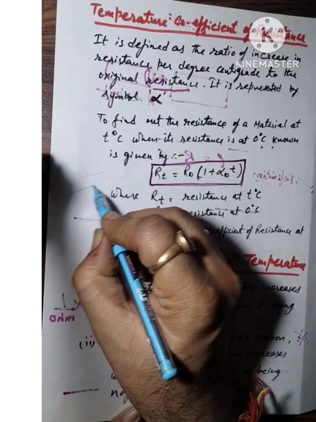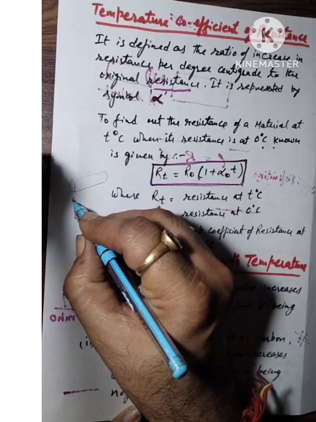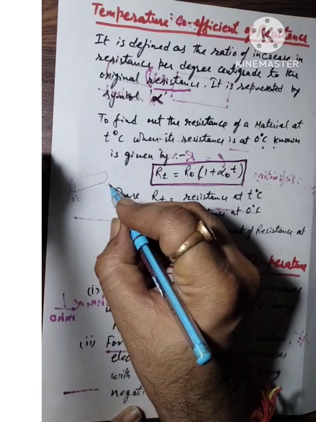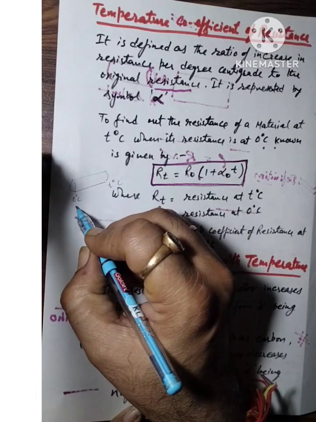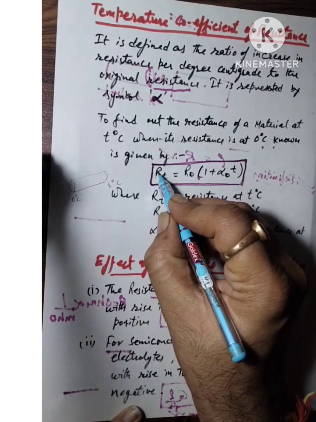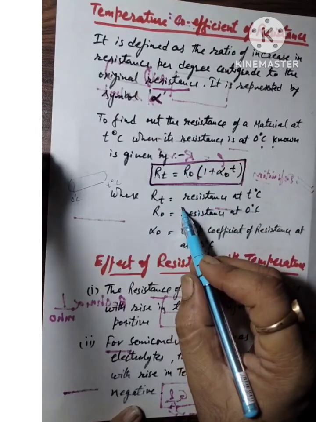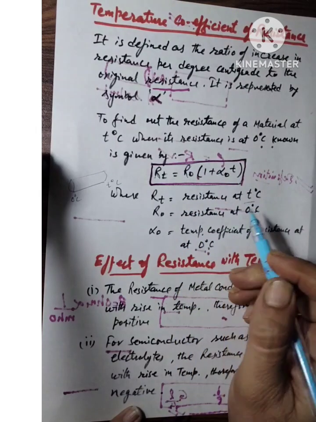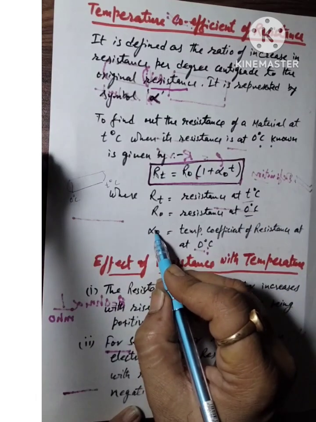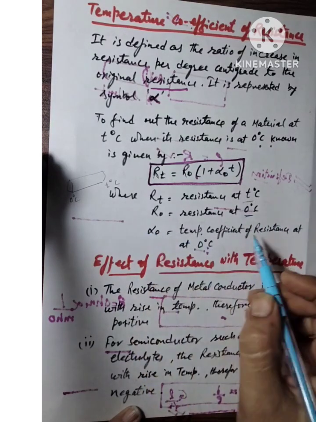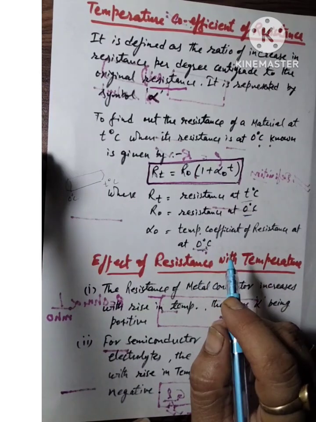Suppose this is a resistance at 0 degree centigrade and it is at T degree centigrade. We will get RT is equal to R naught, where RT is the resistance at T degree centigrade and R naught is the resistance at 0 degree centigrade. Alpha naught is the temperature coefficient of resistance at 0 degree centigrade.